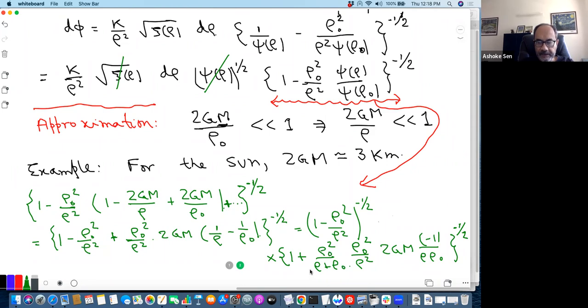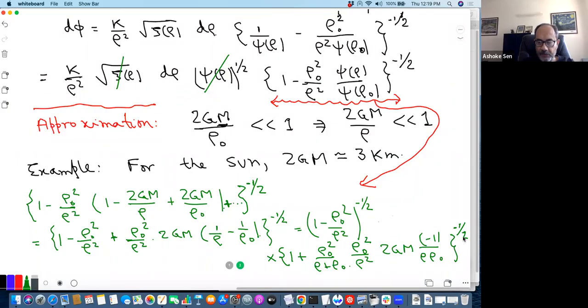Is this clear? And the minus sign comes because here you see the factor is rho 0 minus rho. Here the factor will be rho minus rho 0, right? Because there's a rho square minus rho 0 square sitting here. Is this clear?